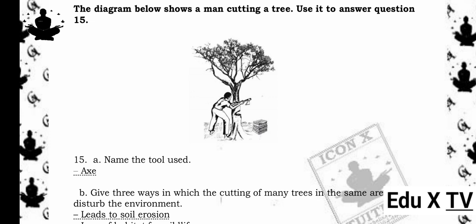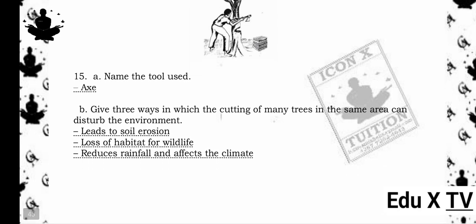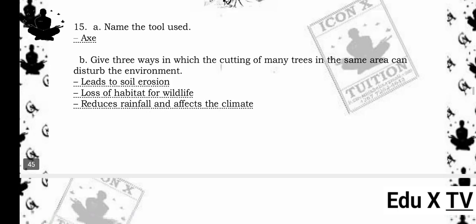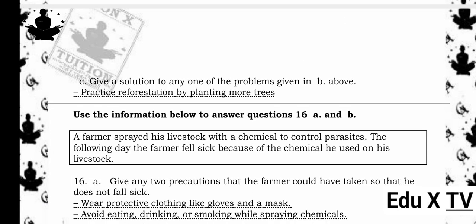15. A. Name the tool used. Axe. B. Give 3 ways in which the cutting of many trees in the same area can disturb the environment. Leads to soil erosion. Loss of habitat for wildlife. Reduces rainfall and affects the climate. C. Give a solution to any one of the problems given in B above. Practice reforestation by planting more trees.